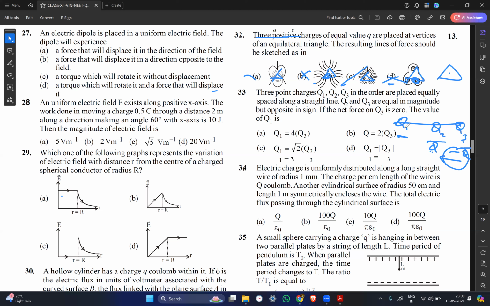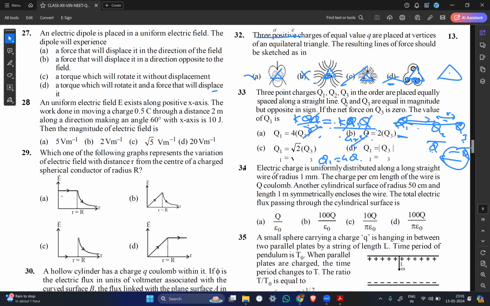So this will attract, so this should repel, and both should be equal in magnitude. So K Q by R square, this is R, and one more Q will be there. And for this, the force by Q1 will be K Q1 into Q by 2R whole square, because equally spaced, so 4R square. The Q cancels, so Q1 will be equal to 4Q. Q1 will be 4 Q3 or Q2.